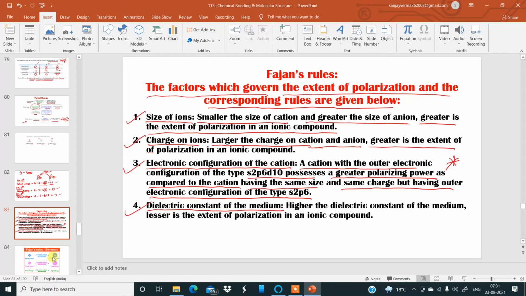Here, if the dielectric constant of a medium is high, that means any medium which does not allow the movement of current or electrons tends to have a high dielectric constant. So higher the dielectric constant of the medium, lesser will be the extent of polarization in an ionic compound. That means for an ionic compound to be more polarized, the dielectric constant must be low. So this has to be remembered. These are the factors which I request you all to go through and try to remember.